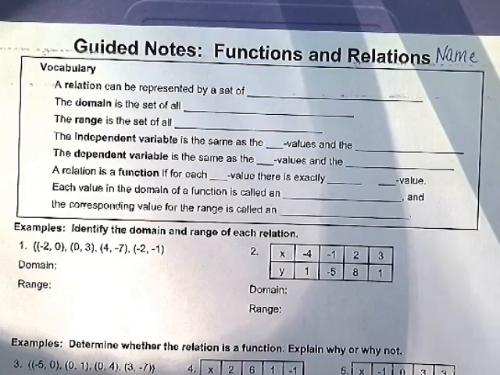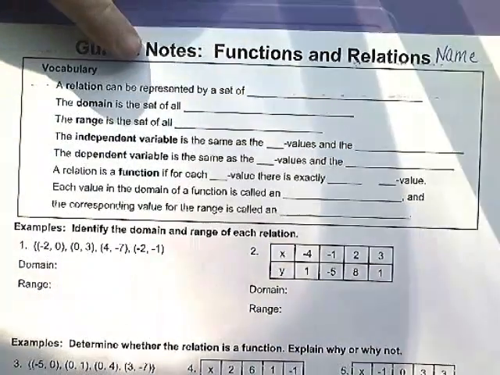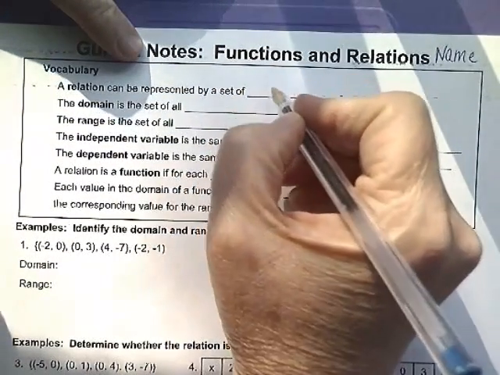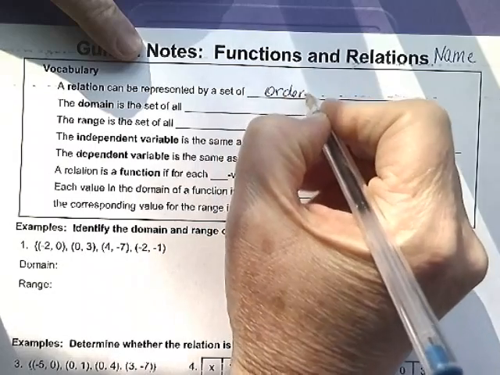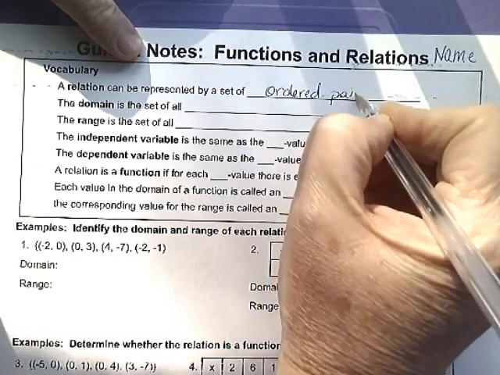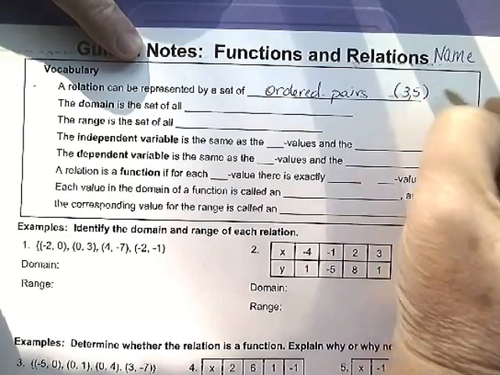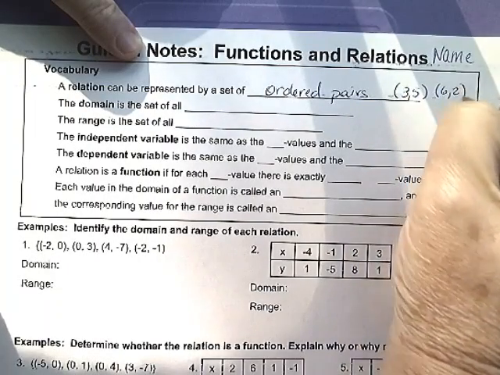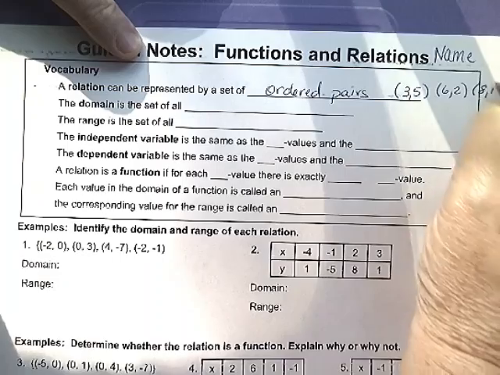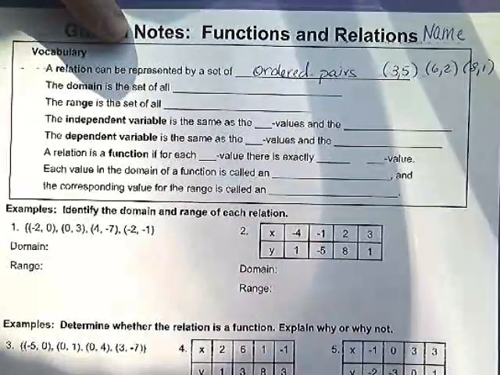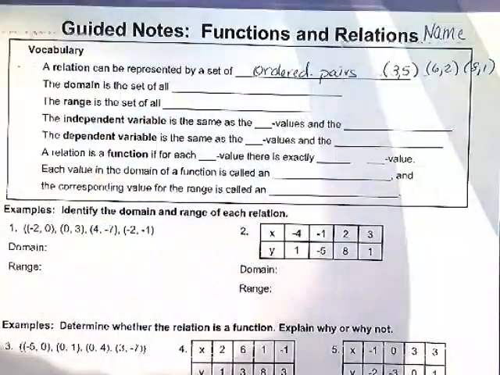vocabulary words identified. A relation can be represented by a set of ordered pairs. Ordered pairs would be like 3, 5, 6, 2, 8, 1. Those would be ordered pairs in a relation. They would form a relation.